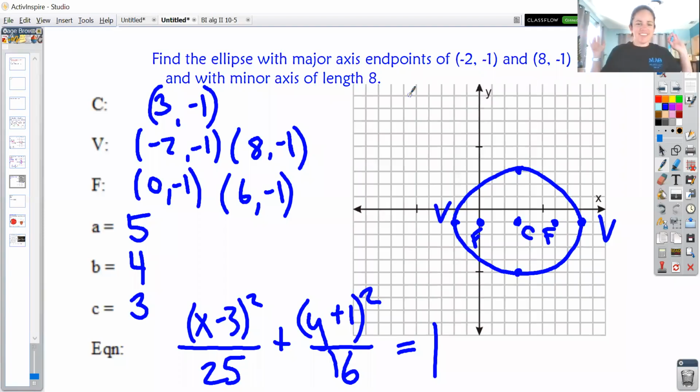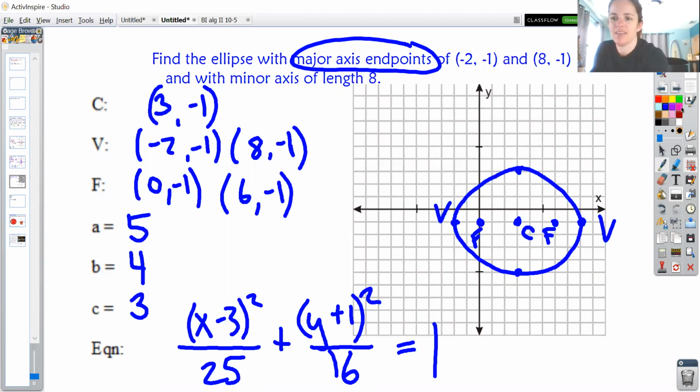All right, hopefully this is what you've got. So the major axis endpoints, turns out those are just the vertices, a fancy way of saying the vertices to make sure that you were paying attention. So I put the vertices on, and then I found that the center was (3, negative 1). If the minor axis has length 8, then that means that B would be half of that, which is 4. So that's how I found the 2 minor axis endpoints.